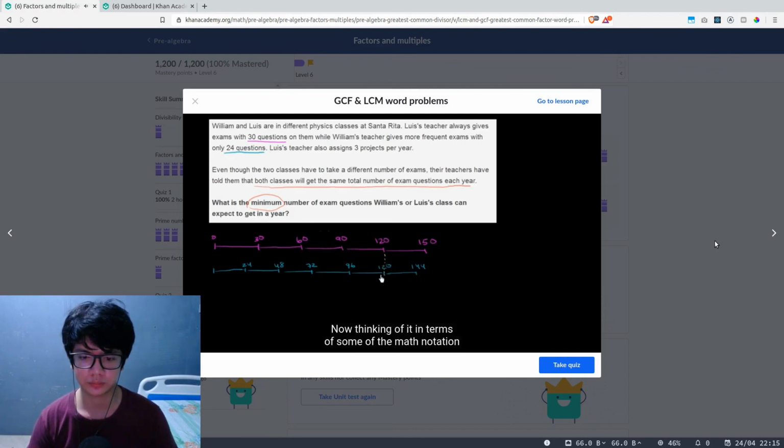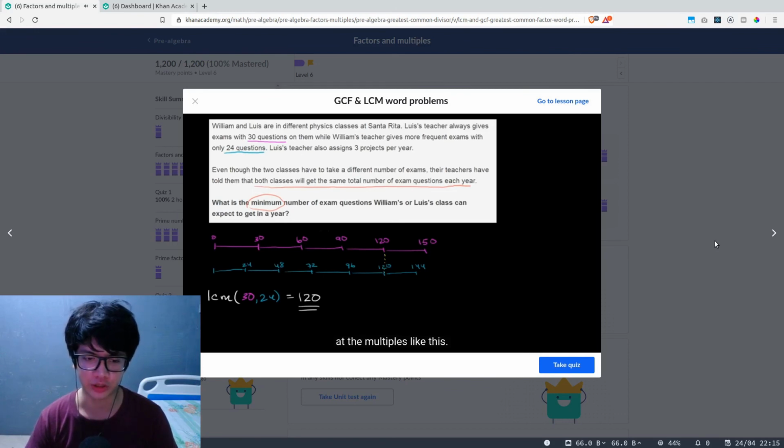Now, thinking of it in terms of the least common multiple notation we've seen before, this is really asking us, what is the least common multiple of 30 and 24, and that least common multiple is equal to 120. Now, there are other ways that you can find the least common multiple other than just looking at the multiples like this. You could look at it through prime factorization.